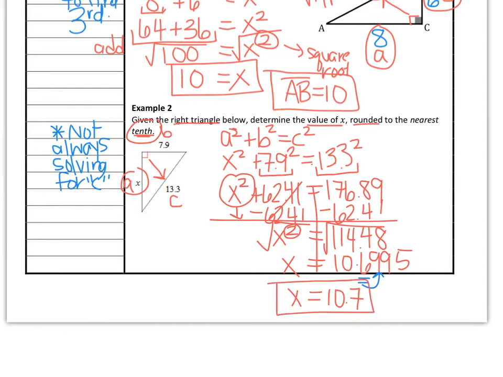Okay, so when you're finding a leg, you're not going to be adding, you're going to be subtracting. So maybe that's important to write down too. Finding A or B means you're going to subtract. But when you're finding the hypotenuse, you're just going to be adding. Okay, so go ahead and flip on over to the next side.